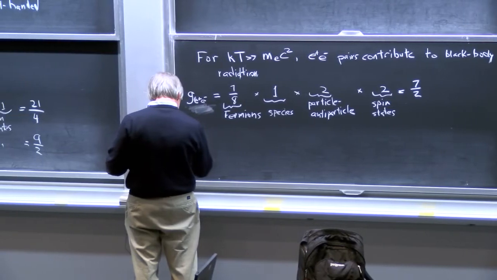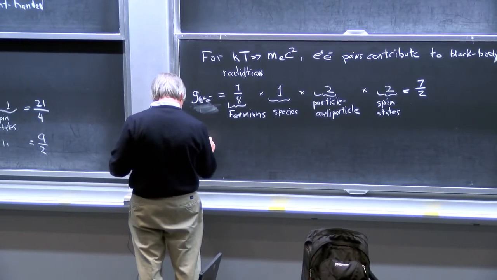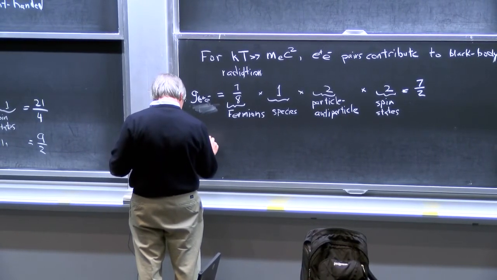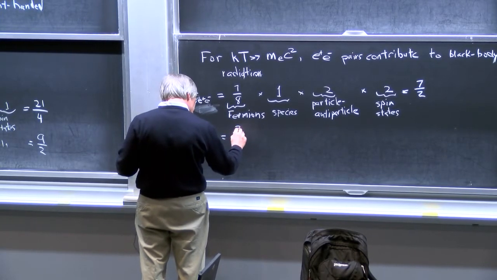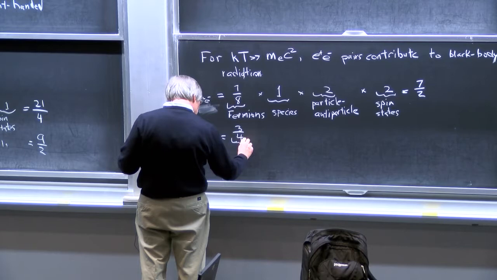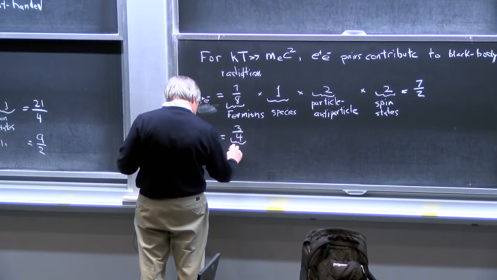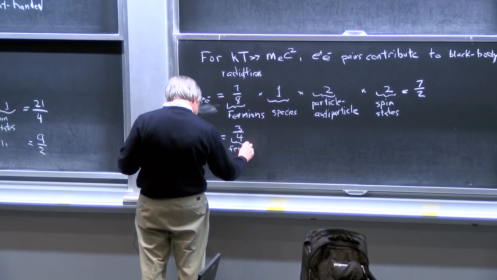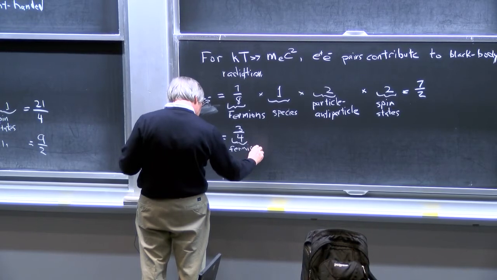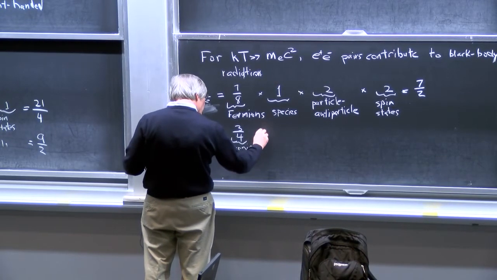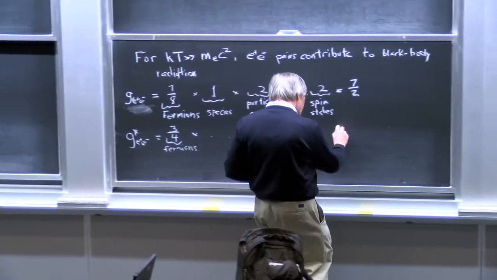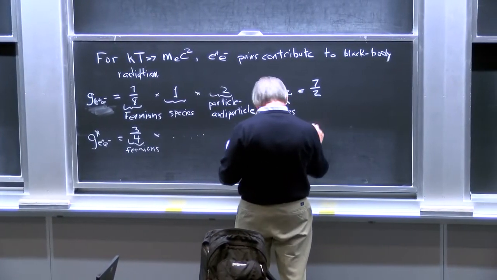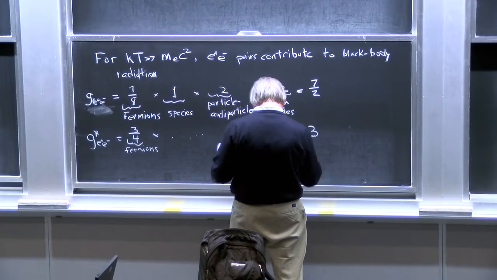And for g star, e plus, e minus, the only difference, again, is in the first factor, which is 3/4 for fermions for g star. And then times dot, dot, dot, dot. And that then is equal to just a nice round factor of 3.